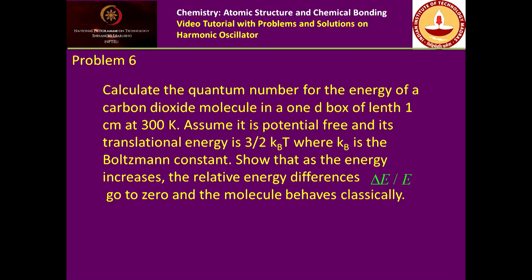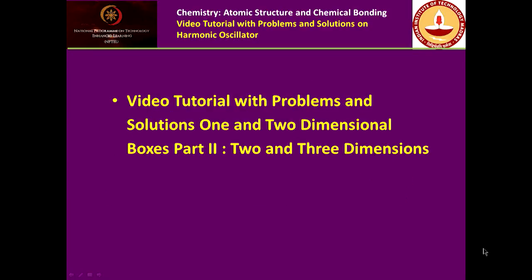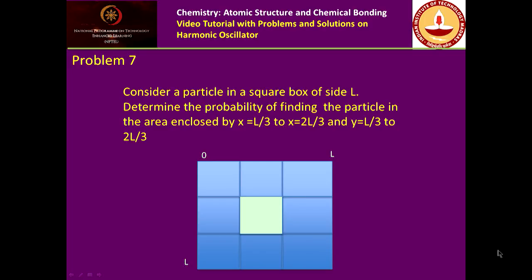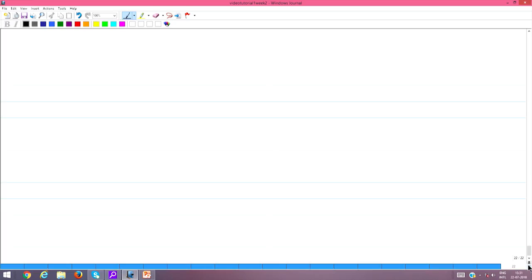Next problem, please, which is now for a particle in a two-dimensional box. I mean, it could be 2 and 3 dimensions, but I think I only have some examples of two-dimensional problems. Here it's a very simple algebraic exercise to calculate the particle's probability. Consider a particle in a square box of side L. Determine the probability of finding the particle in the area enclosed by x equal to L by 3 to 2 L by 3, and likewise y equal to L by 3 to 2 L by 3. So, this is the highlighted area. What is the probability of finding the particle in that area? It is just a simple formula which you have to remember.